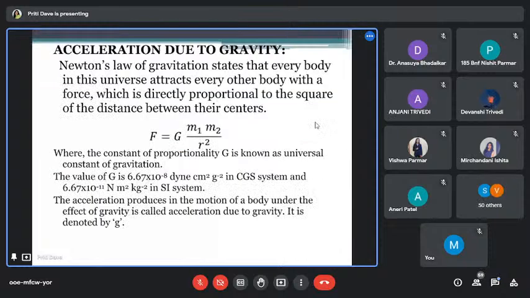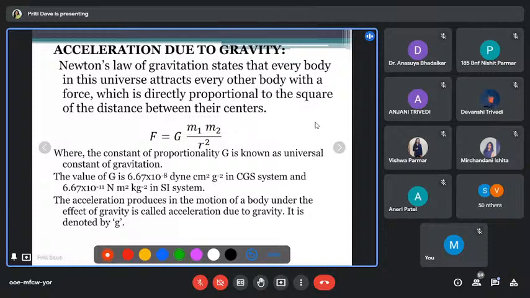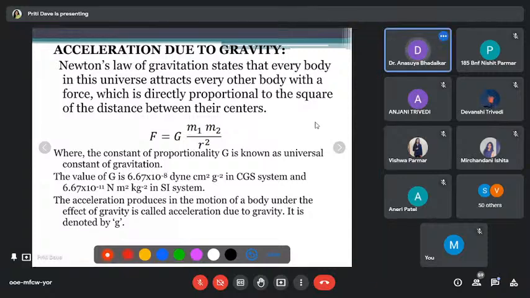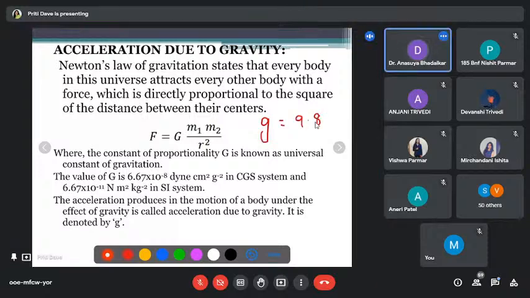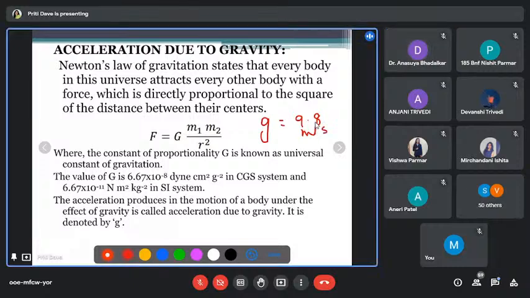Having said that, the first topic that we want to talk about is acceleration due to gravity, which everybody knows is G, and G is 9.8 meters per second square. Everybody is aware of that.